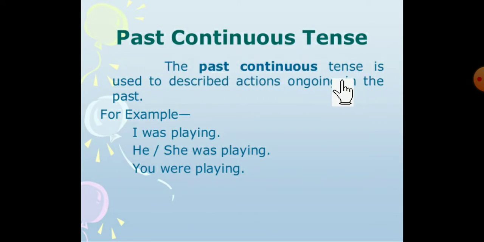Next, past continuous tense. Past continuous tense is used to describe an action ongoing in the past. In the past, that action was going on; there was a continuous action. So for that we use past continuous tense. What is the formula for past continuous tense? Subject plus was or were plus verb first form plus ing. So here: I was playing. Here is the subject, here was, here playing. Second example: he or she was playing, or you were playing. These are examples of the past continuous tense.